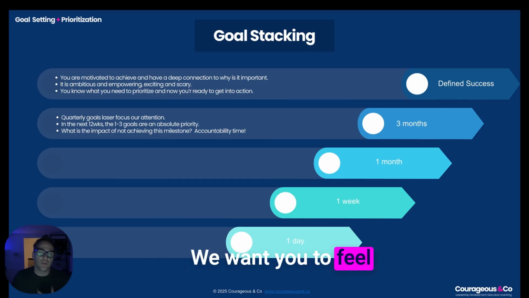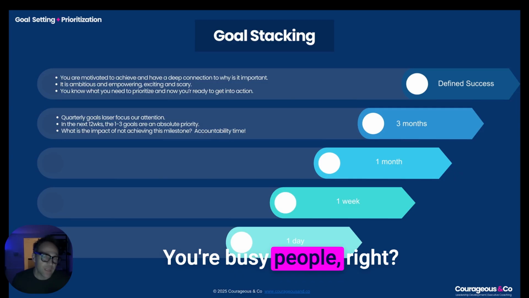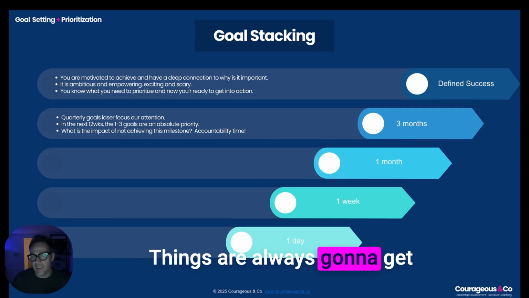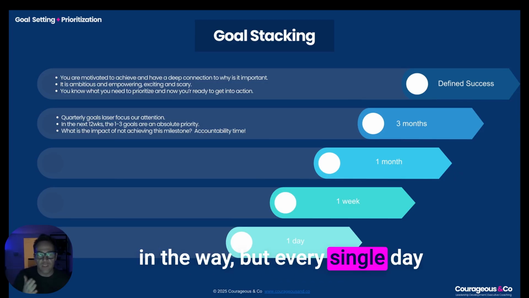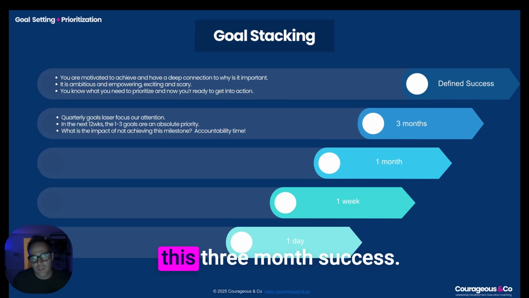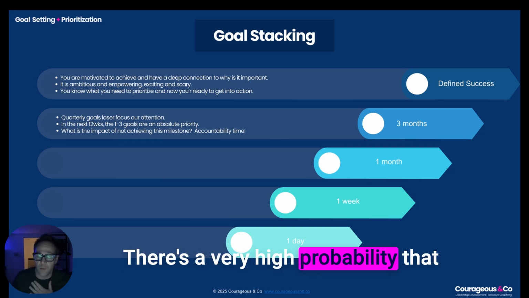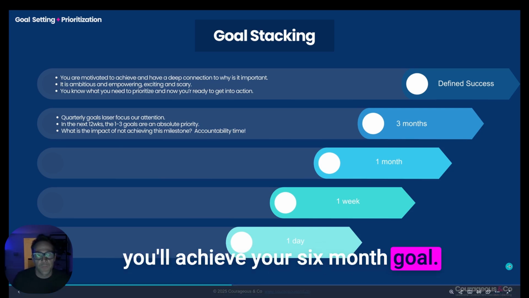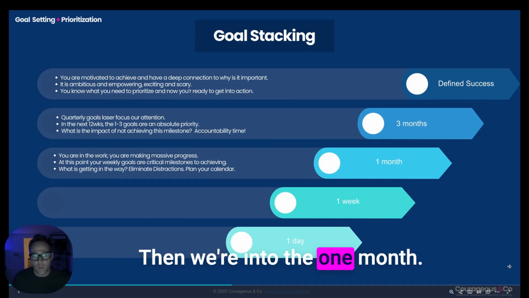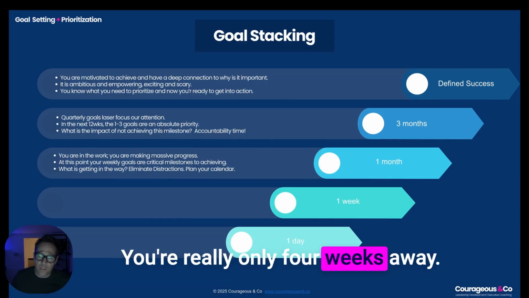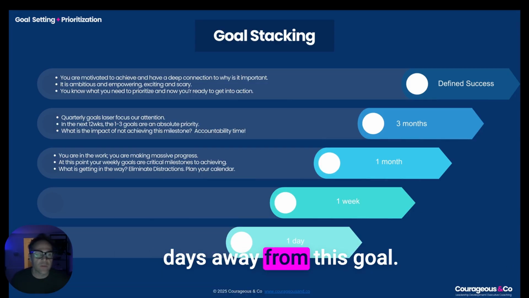We want you to feel really accountable. You're busy people, right? Things are always going to get in the way. But every single day, you're thinking about achieving this 3-month success. If you achieve that 3-month success, there's a very high probability that you'll achieve your 6-month goal. Then we're into the 1 month. You're really only 4 weeks away. You're probably 20 working days away from this goal.